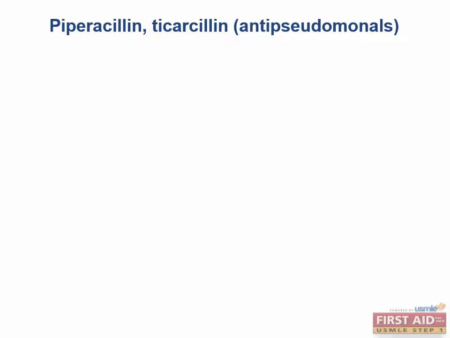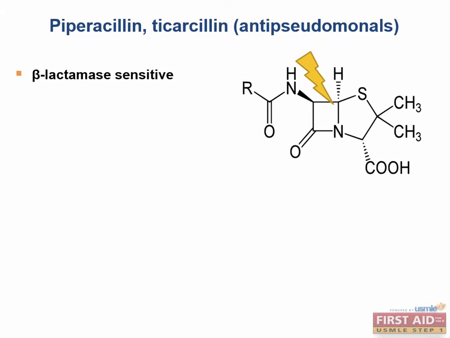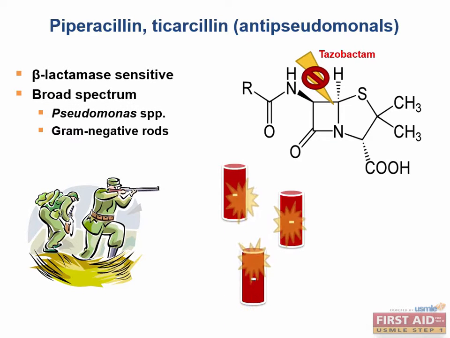Now we're on to the last section of penicillins. Pat yourself on the back, guys and girls. We are almost done with one of the most important classes of antibiotics. The final and one of the most important classes of penicillins is the antipseudomonal penicillins, piperacillin and ticarcillin. These drugs are sensitive to beta-lactamases, but are often given with a beta-lactamase inhibitor, tazobactam. These antibiotics have a broad spectrum and are bactericidal.